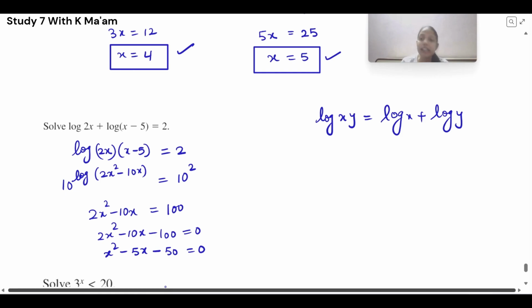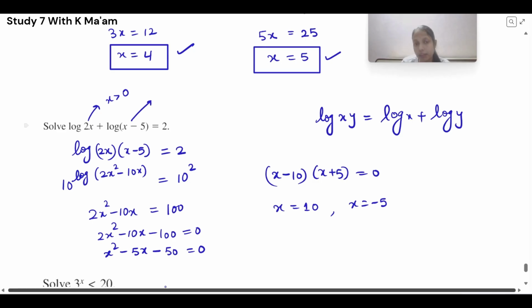So factorize this. 10 times 5 is 50, and 10 minus 5 is 5. x minus 10 is one factor. x plus 5 is one factor. From this, either x is 10 or x is negative 5. But see this: according to this, the domain is x greater than 0, and from this, x should be greater than 5. The answer that satisfies both, greater than 5 and greater than 0, is the only answer, and the other is known as an extraneous solution.